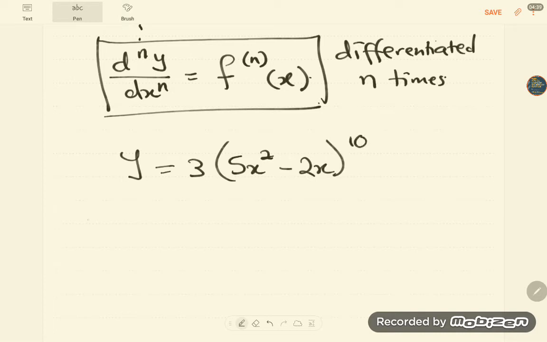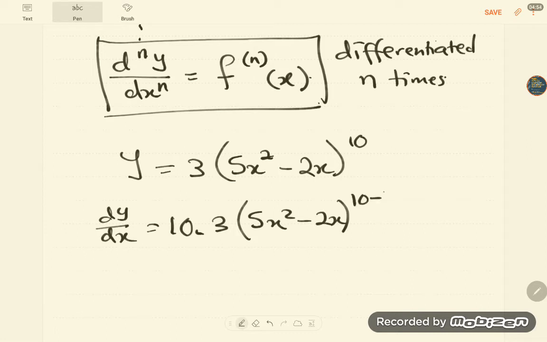Okay, so like we say, the first procedure for my dy/dx is to do what I did before, the first two procedures: bring my power down. So that will give me 10 dot the 3, and I write everything as I usually would. Then my second procedure is to lower this by 1. And then the third procedure is to multiply by the derivative of what's inside.